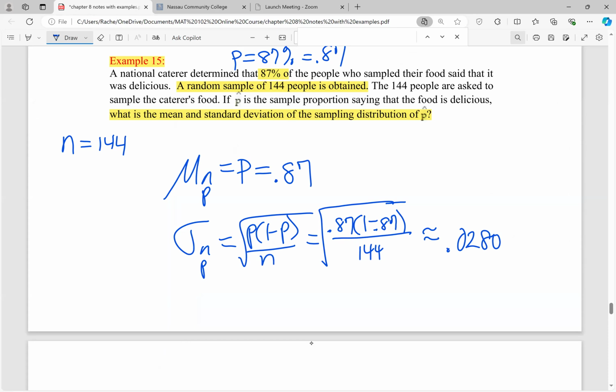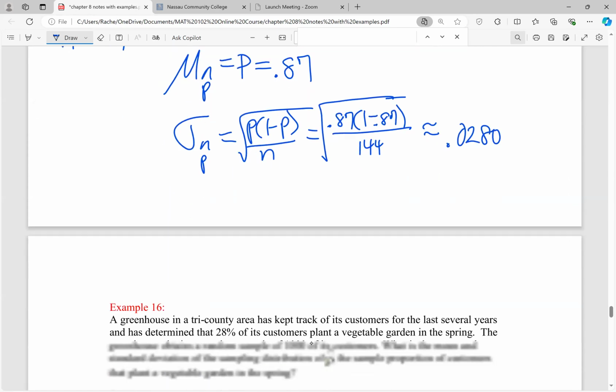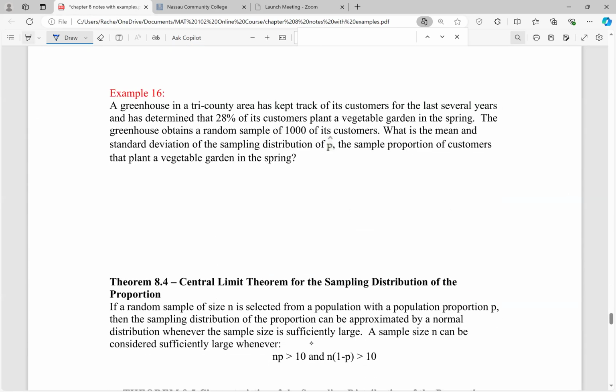If P hat's my random variable, if I'm interested in the sampling distribution of P hat, the sample proportion. Let's do one more example. Example 16 reads: a greenhouse in a tri-county area has kept track of its customers for the last several years and has determined that 28% of its customers plant a vegetable garden in the spring. The greenhouse obtains a random sample of 1,000 of its customers. What is the mean and standard deviation of the sampling distribution of P hat, which is the sample proportion of customers that plant a vegetable garden in the spring?